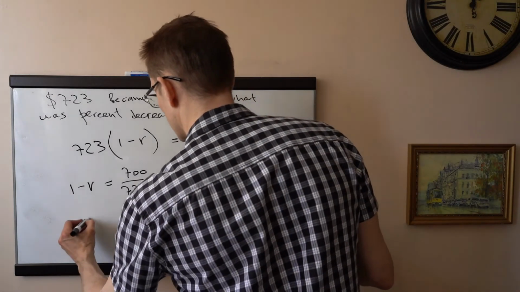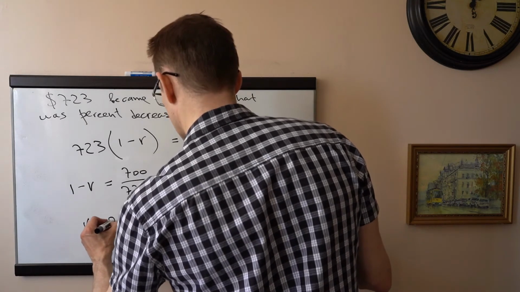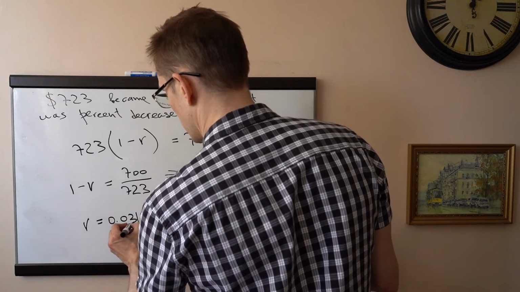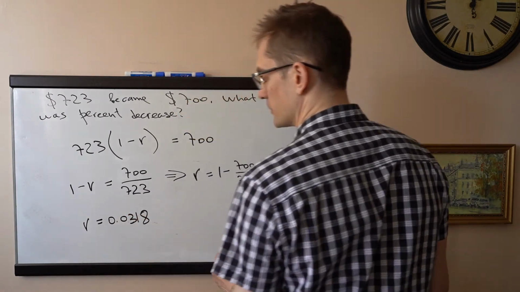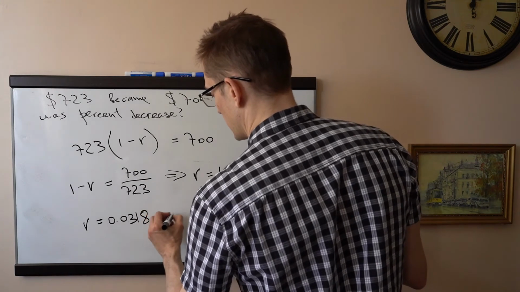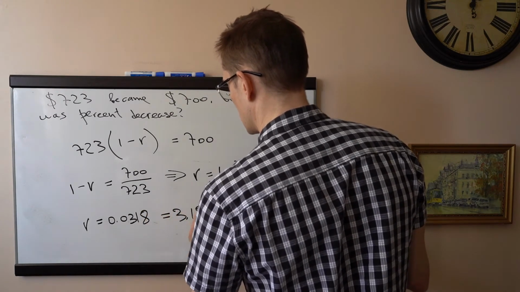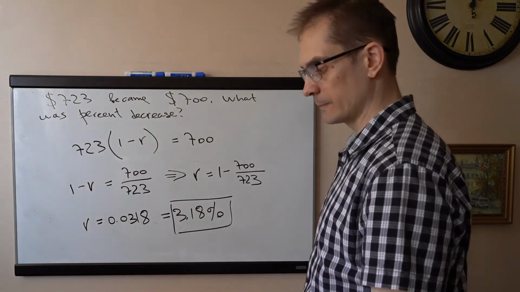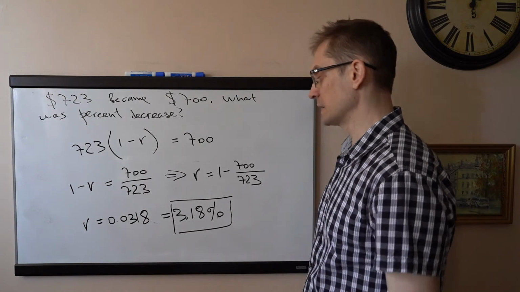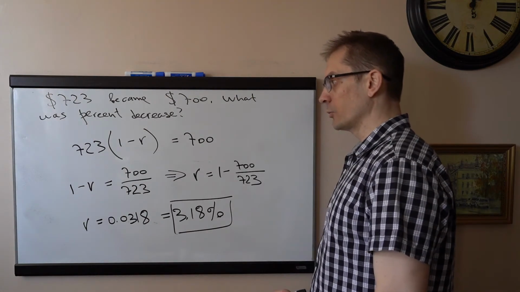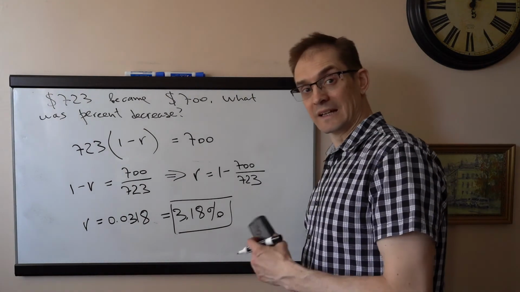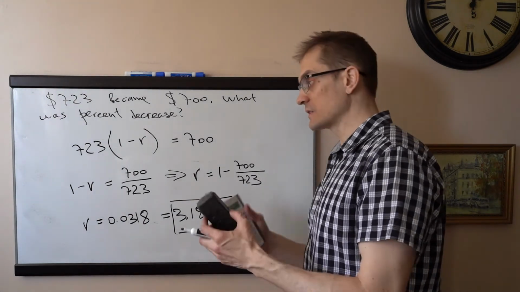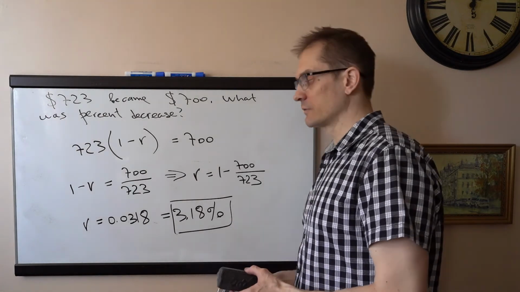So the answer is r is 0.0318. It's a rounded value, but it's rounded enough for us to say that it's 3.18%. That's 3.18% decrease. Now we will try to solve this problem in another way so that you can see how various ways are connected. It's basically the same idea but using different approaches.